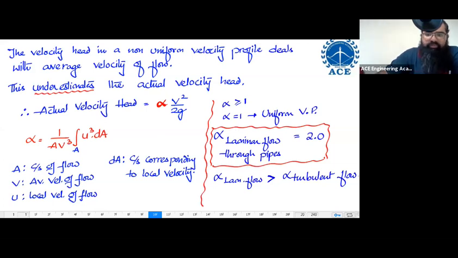Let us now move further, after having discussed the concept of alpha. Okay, very good question. Why is the value of alpha greater in laminar, lesser in turbulent? I'll discuss that when I discuss laminar and turbulent better. Otherwise, if you can understand, remember this thing: alpha is going to be higher whenever the variation of velocity is higher.